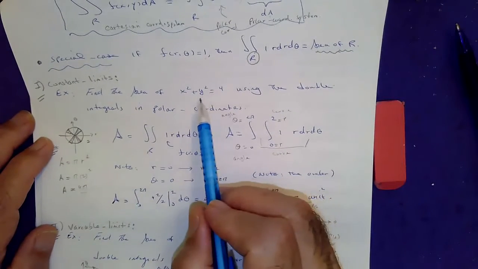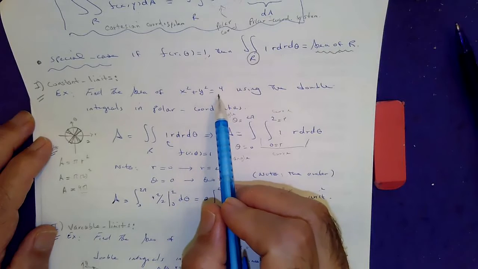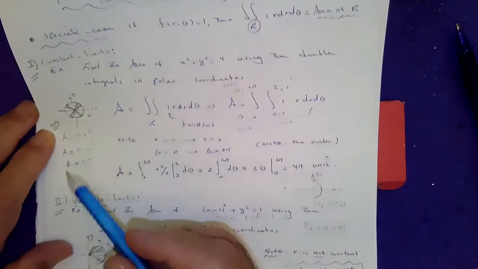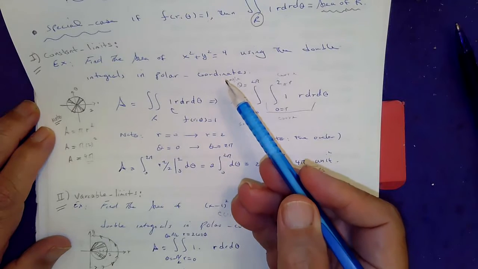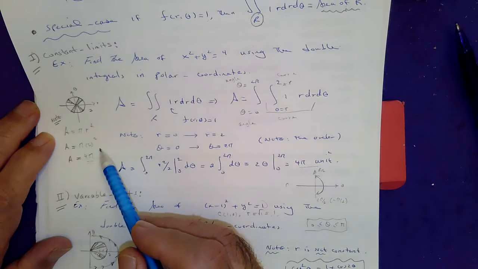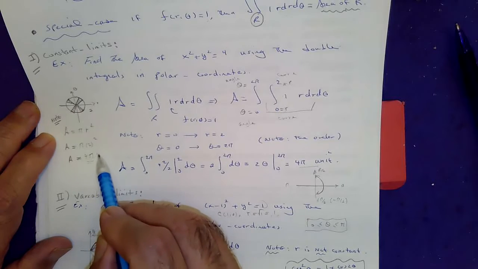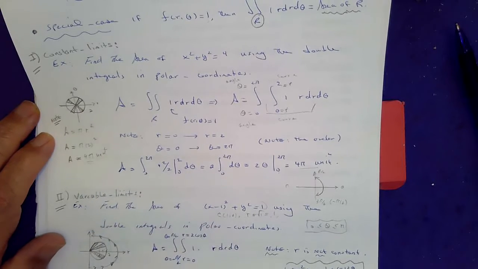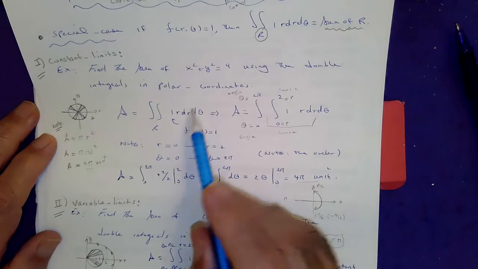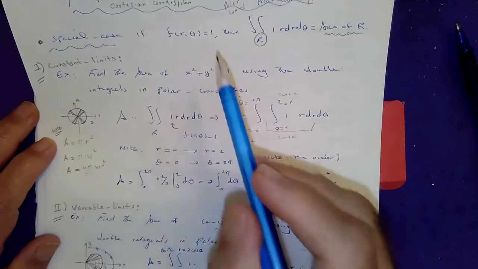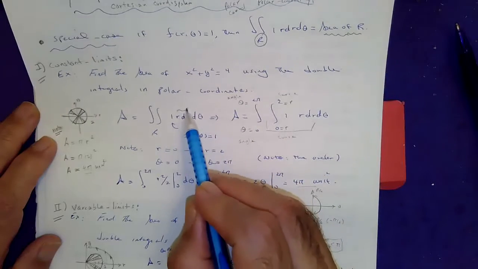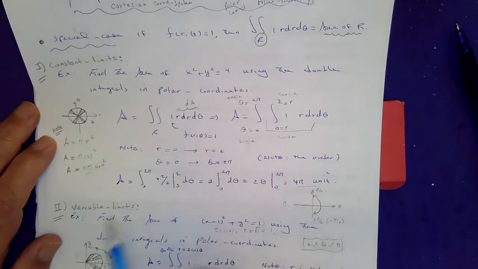Suppose you have a circle. Center is at (0, 0). Radius is 2. How do you find the area? Well, I don't need Calculus 3 to find the area. I know the area is pi r squared. Radius is 2, so the answer is 4 pi units squared. Let's say I want to find the same answer using the double integral in polar coordinates. So remember, the integrand has to be 1. dA gets replaced with r dr d theta.